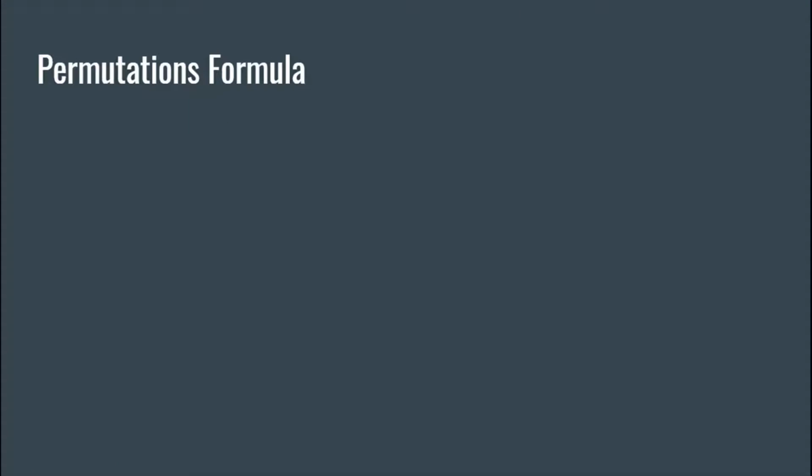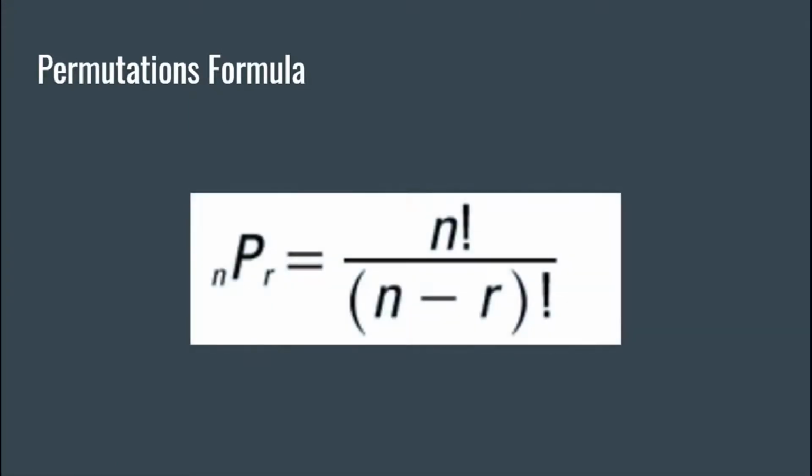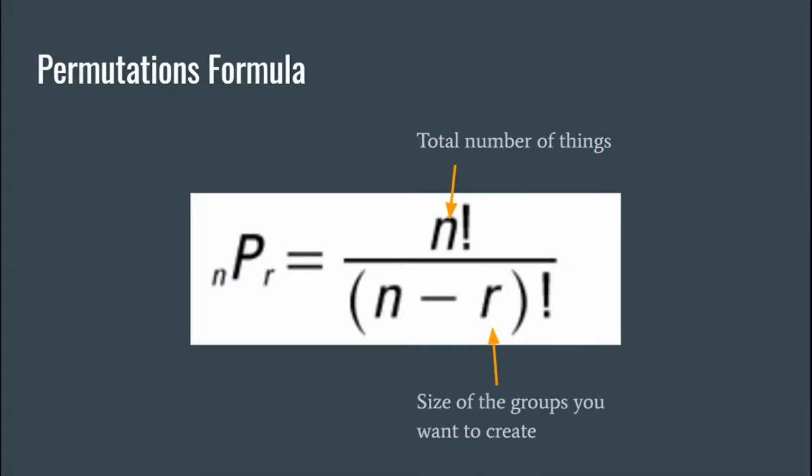So permutations, the formula for that looks pretty similar to the combinations formula. n is still n, r is still r. The main difference is it doesn't have that extra r factorial that you saw in the combinations formula. Because in this case, it's not going to be quite as randomized as the combinations.